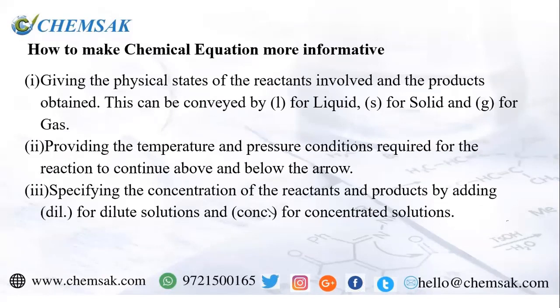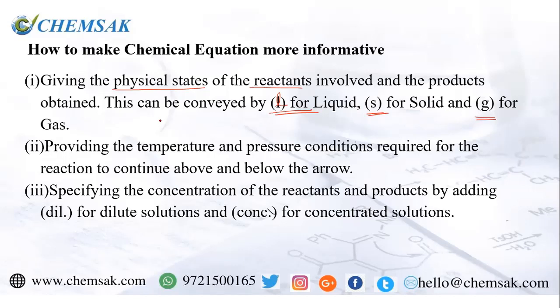Then how to make chemical equation more informative. देखिए वो इंफॉर्मेशन तो मिलती है. Now what more? If you want to show more information through a chemical equation, then how? The first is physical state of the reactants and product. Just write L for the liquid, S for the solid, and G for the gas.